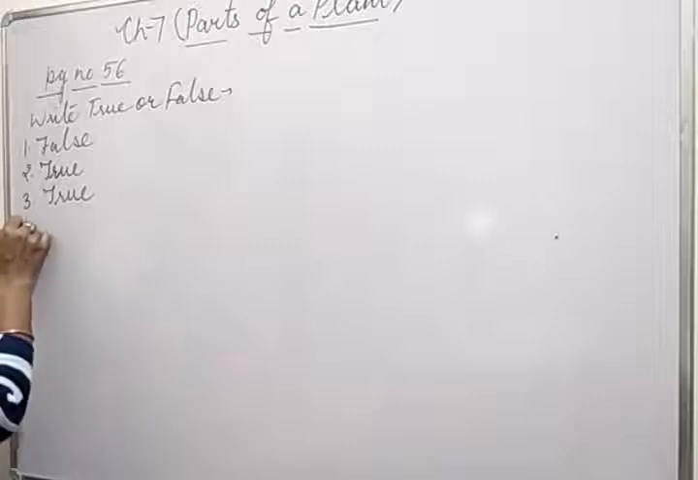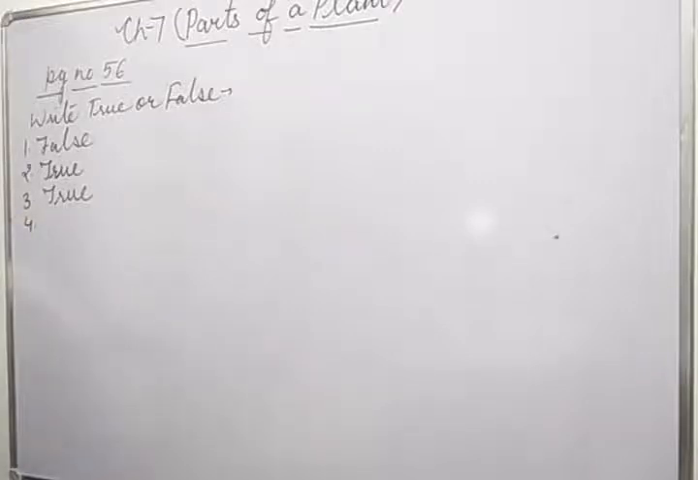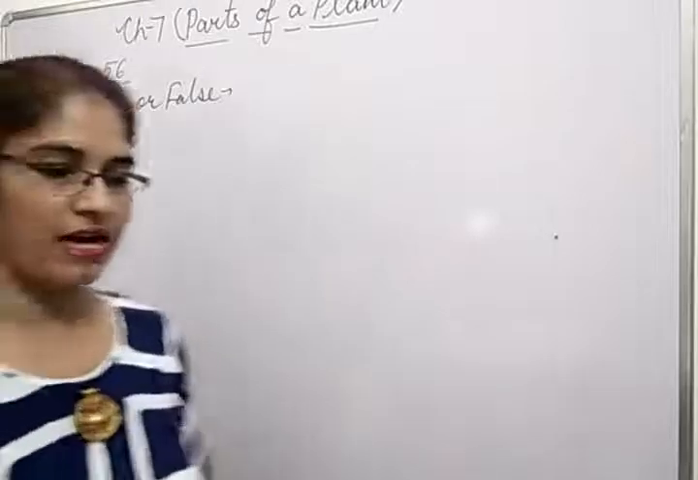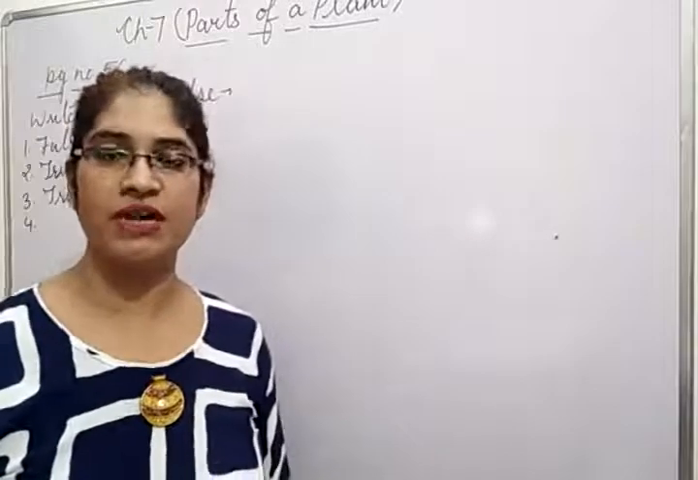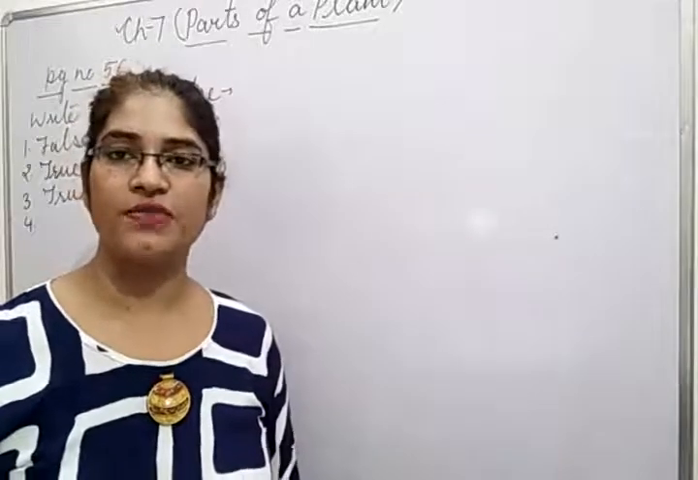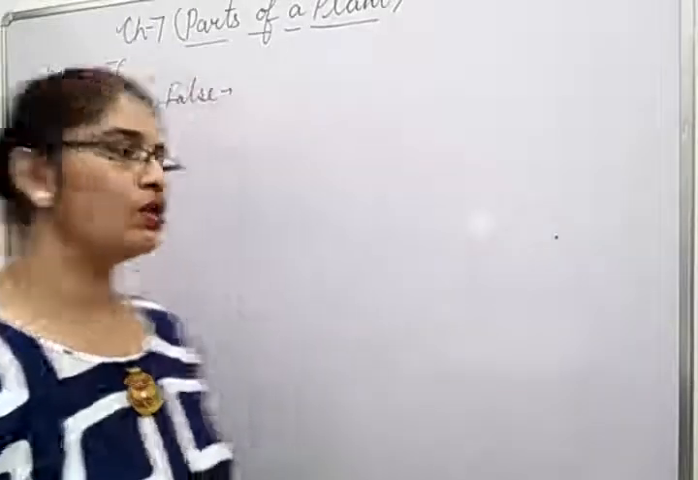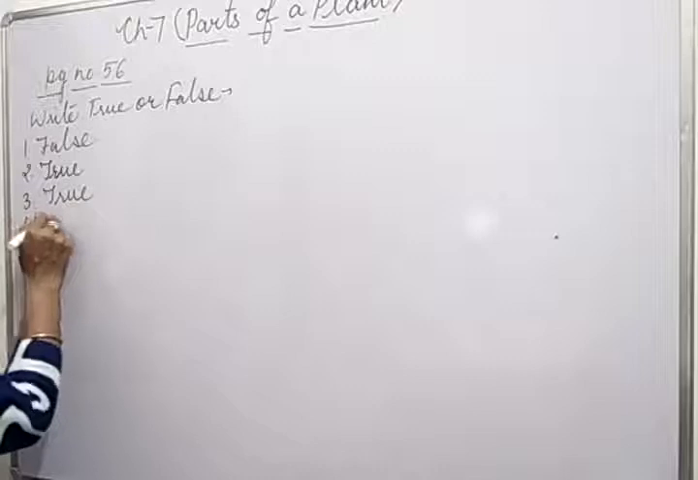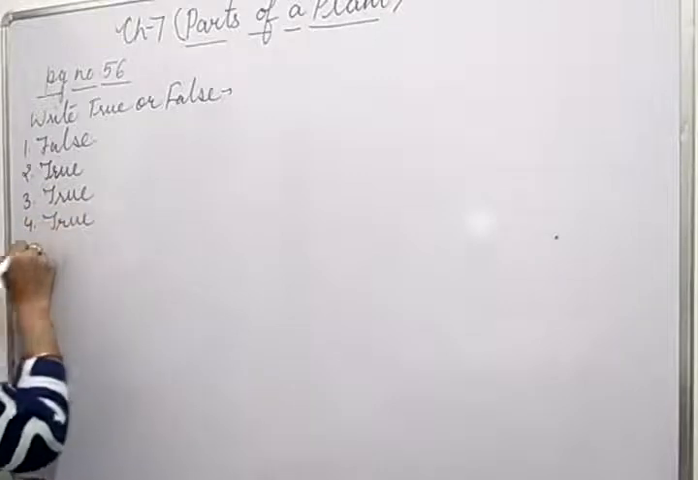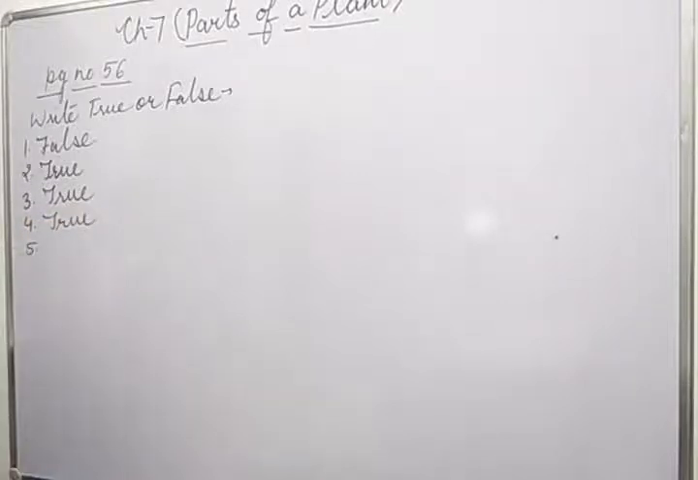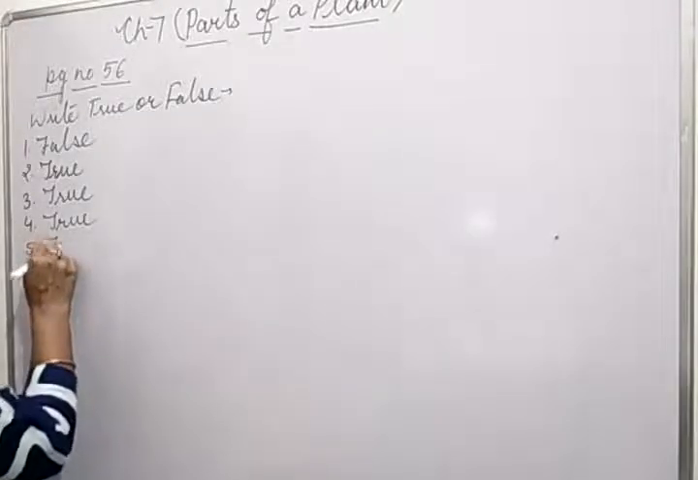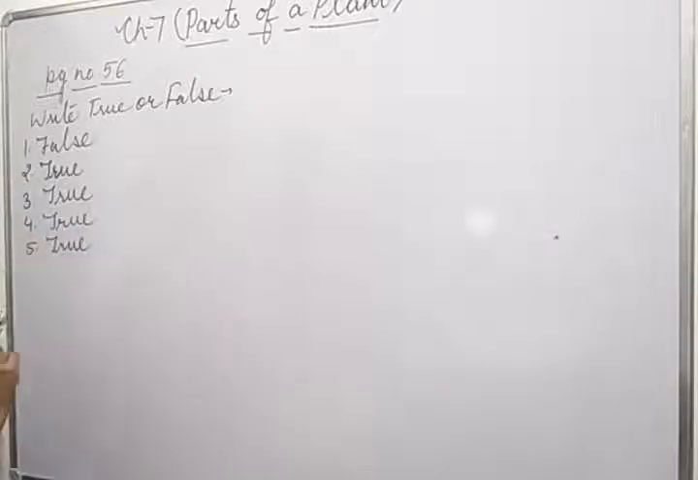Then the fourth point, we eat stems of some plants. Yes, which stems are we eating? Like sugar cane. If we talk about the underground stem, that is potato, ginger. So this statement is also true. Then, wheat and onion plants have fibrous root. Yes, this is also true.